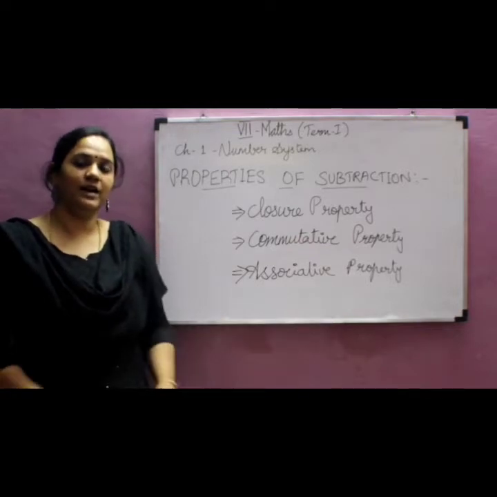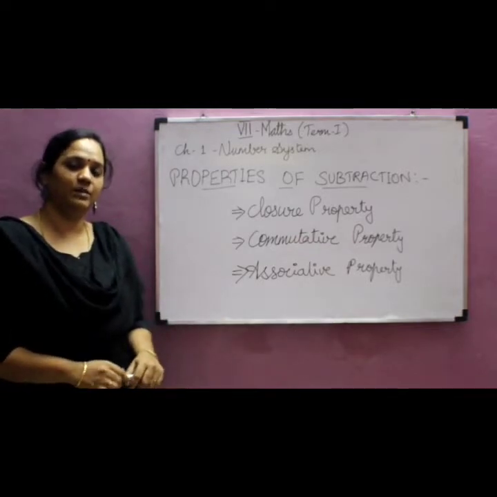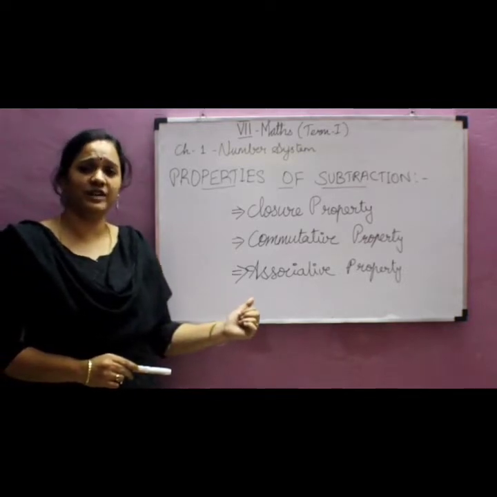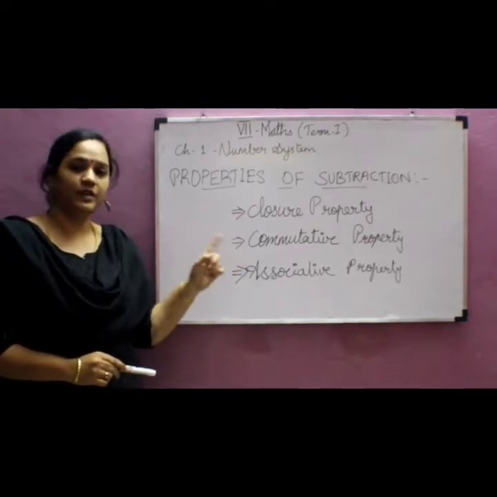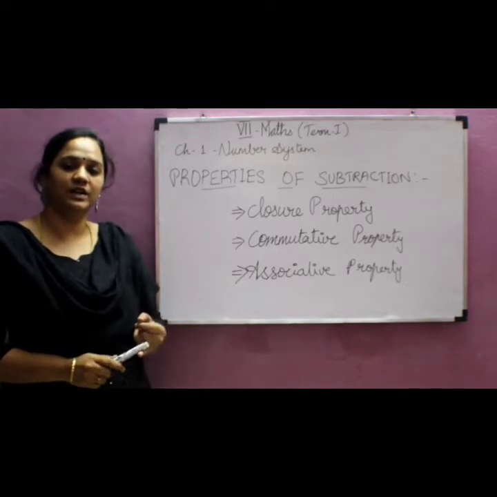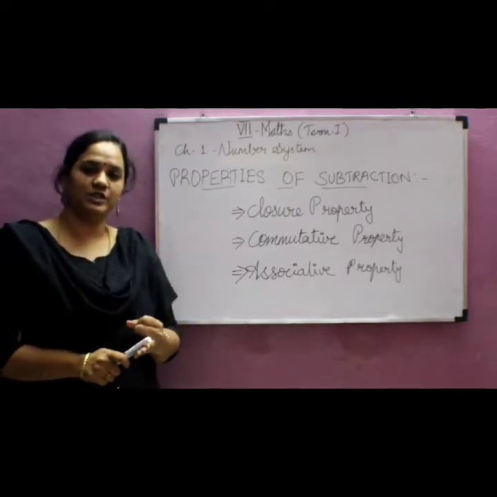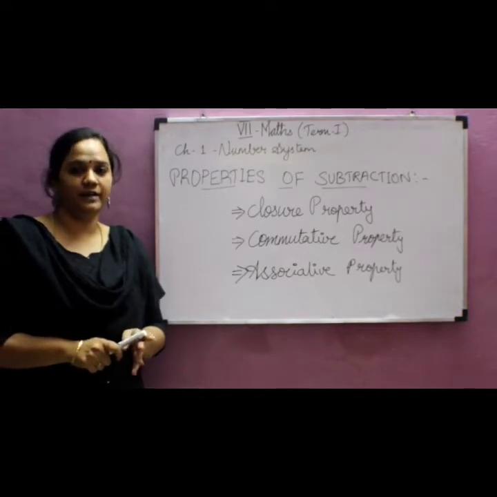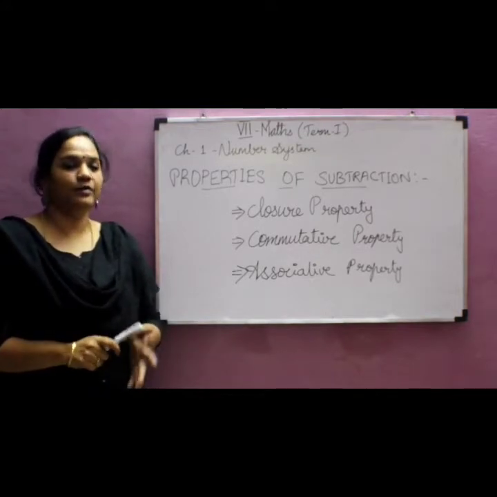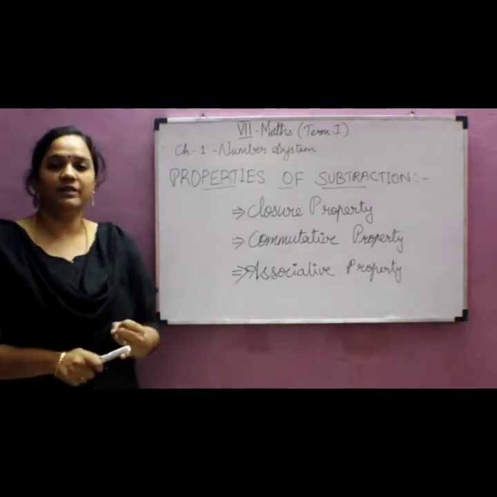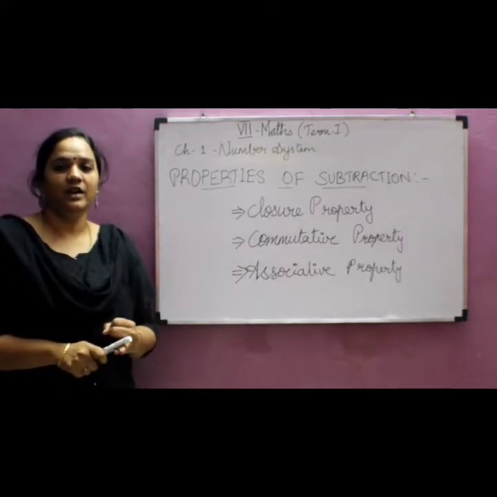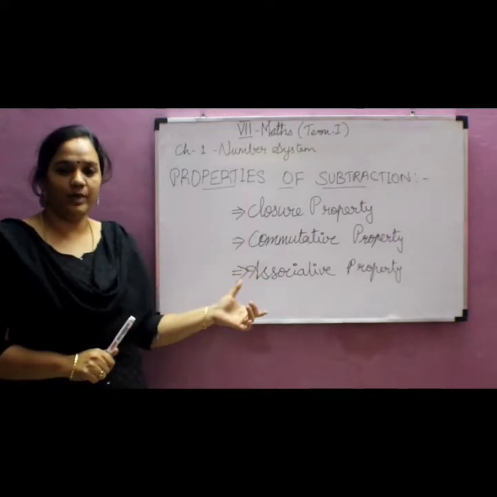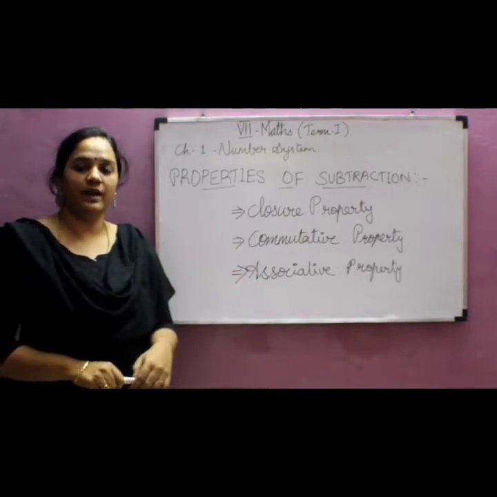Already we have seen properties of addition in my previous video. For subtraction of integers we have only 3 properties. For addition we learned closure property, commutative property, associative property, additive identity and additive inverse. But for subtraction, additive inverse and additive identity do not exist. So we are going to see these properties with a suitable example.